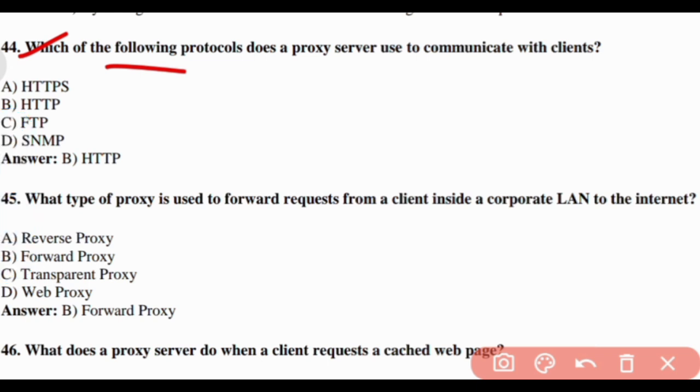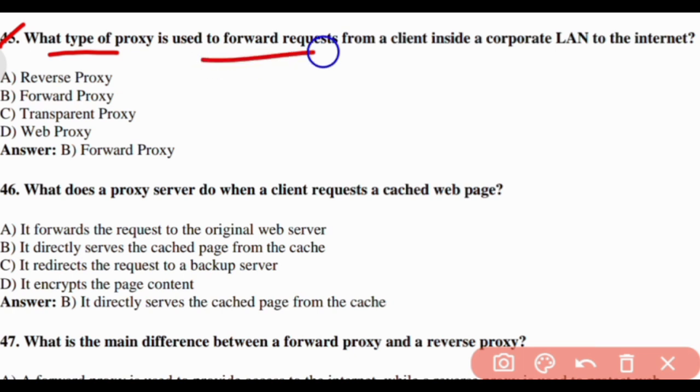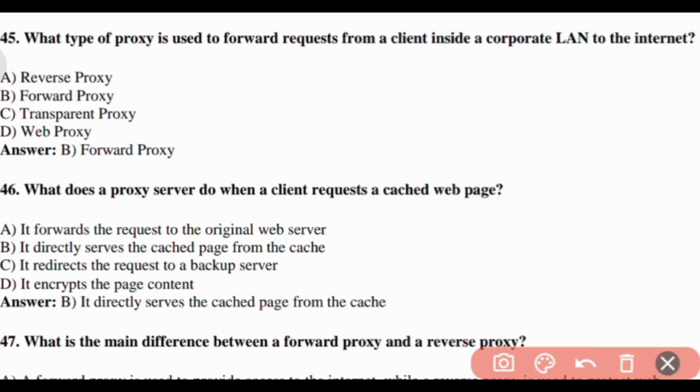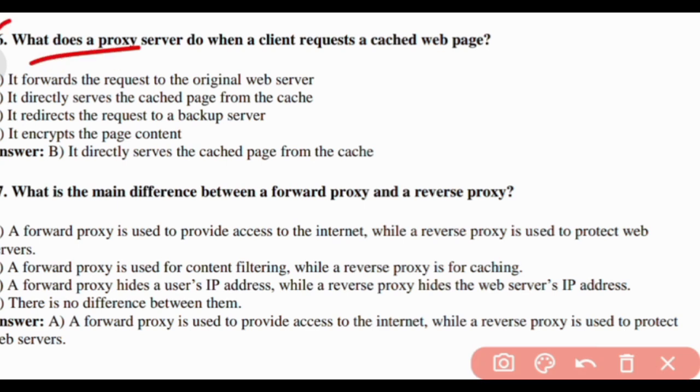Which of the following protocols does a proxy server use to communicate with clients? HTTP. What type of proxy is used to forward requests from the client side of a corporate LAN to the internet? Forward proxy. What does a proxy server do when a client requests a cached web page? It directly serves the cached page from the cache.